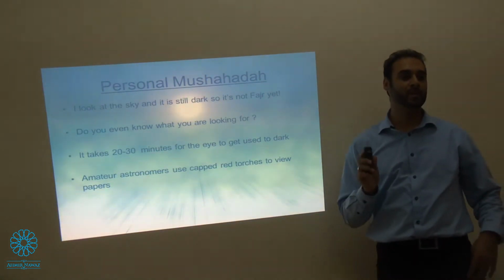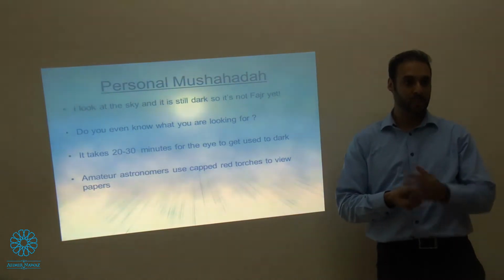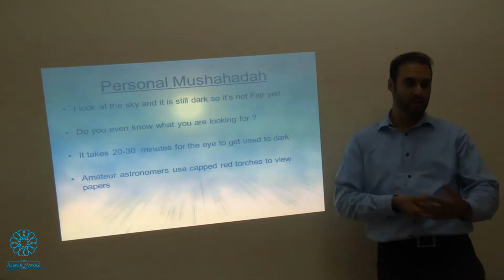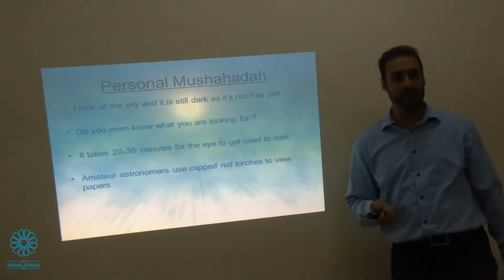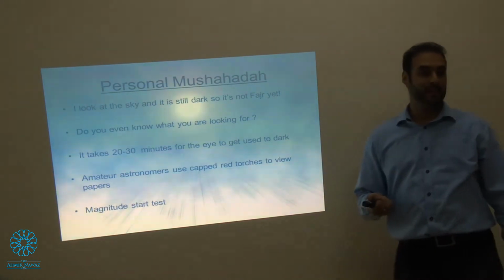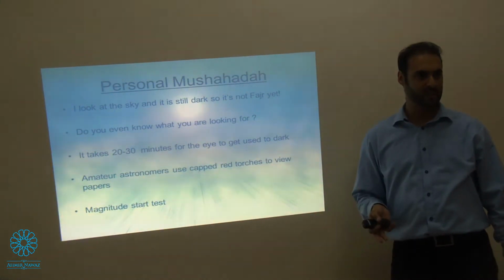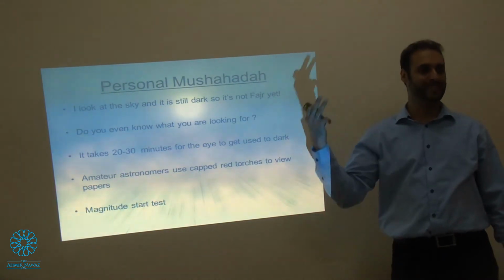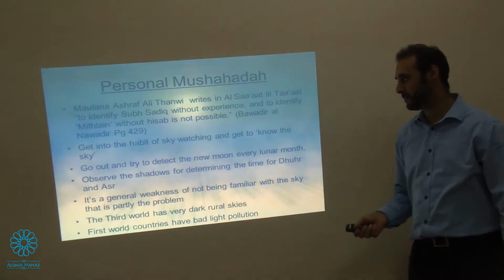Right, so even amateur astronomers, I remember, have red torches. You put a dark red cap on your torch, so if you illuminate your papers, it doesn't destroy your night vision. It doesn't degrade your night vision. Magnitude star test. Now, most people that do mushahidah, have they done a magnitude star test? They can't even see stars, let alone do a star test. So then how can they possibly say, yeah, we've done mushahidah for the time of Fajr?